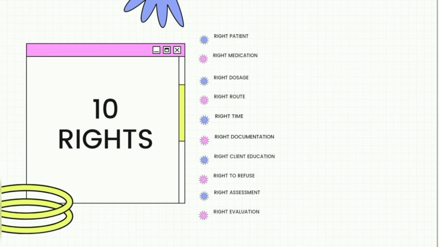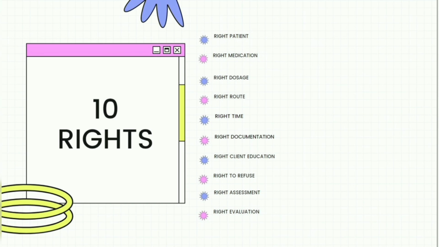Check if the patient understands what the medication is for. Make them aware they should contact a healthcare professional if they experience side effects or reactions. Patient education is a significant part of a nurse's job. Education empowers patients to improve their health status. When patients are involved in their care, they are more likely to engage in interventions that may increase their chances for positive outcomes. Next is the right to refuse.